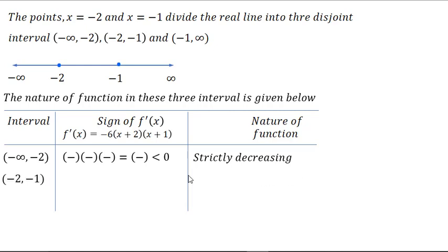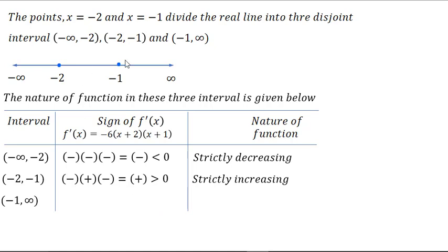Now next we will take the interval minus 2 to minus 1. In this interval, you can easily figure out that the value of x plus 2 is always going to be positive and the value of x plus 1 is negative. So here I have minus multiplied by a positive number multiplied by a negative number. My final result will be positive, which is greater than 0. So I will say that in minus 2 to minus 1, the function is strictly increasing.